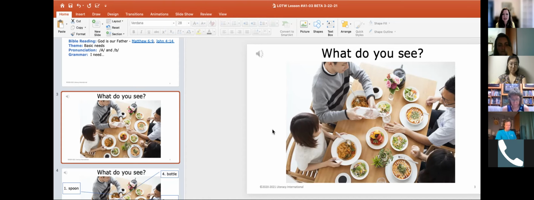They can just be looking at the picture, naming objects, or making sentences about the picture, depending on their ability.